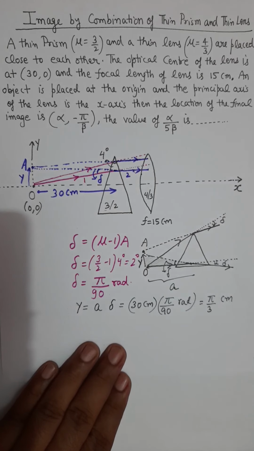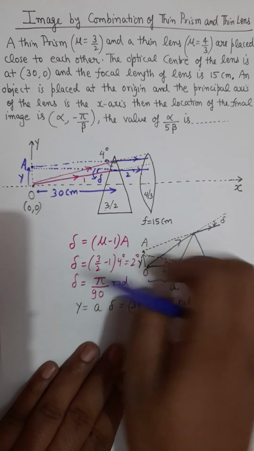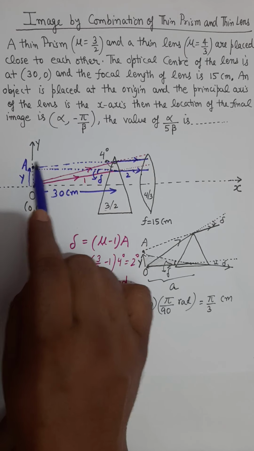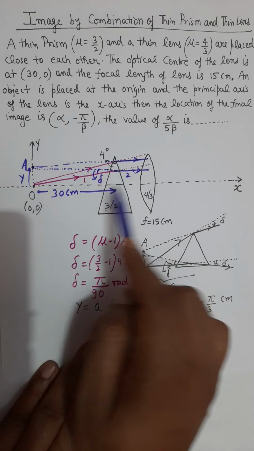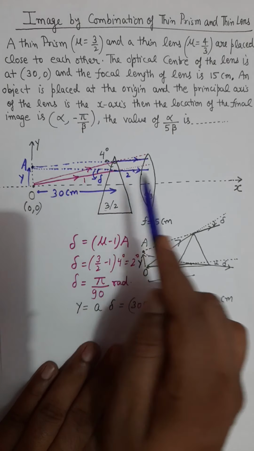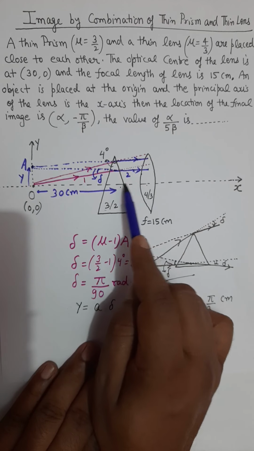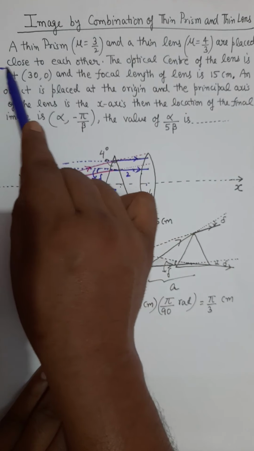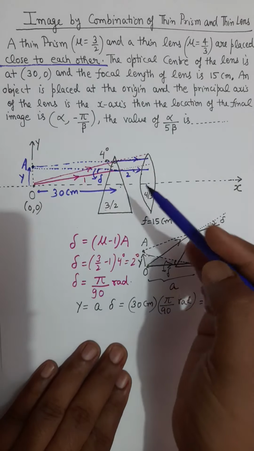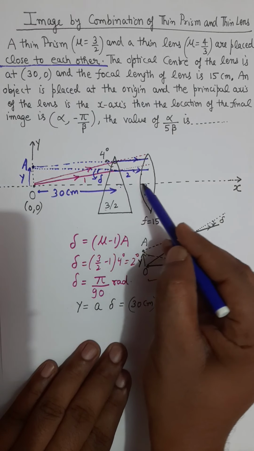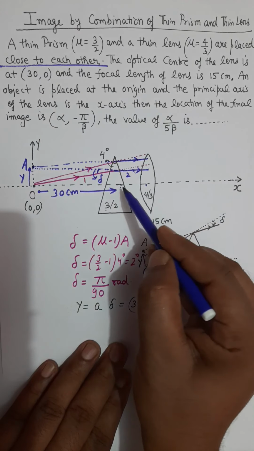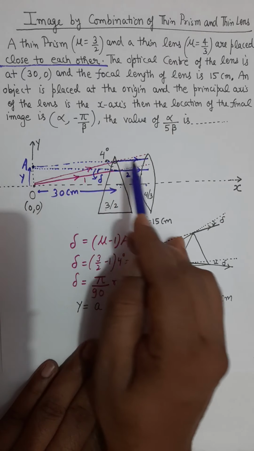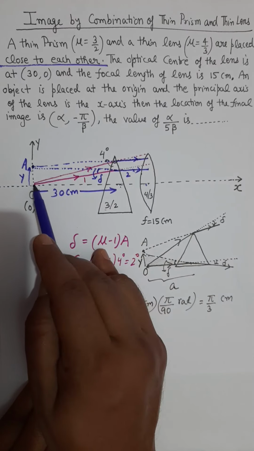Now the next is image formation by this lens. Notice that point A will be considered the object for our lens, and that is at a distance of 30 centimeter from the lens. The separation between prism and the lens is very small. That's given in this question. They are placed close to each other. For clarity of diagram, I have shown some gap here, but from a numerical point of view, this gap is negligible. So this point A can be treated at a distance of 30 centimeter from the lens.